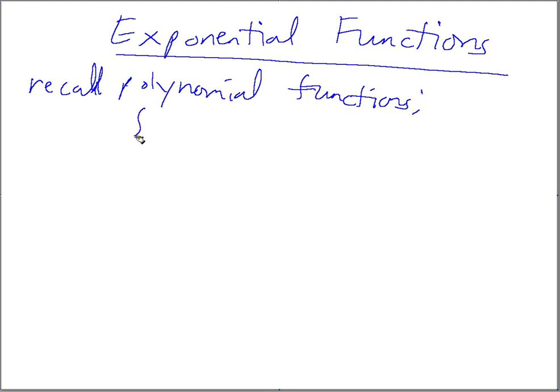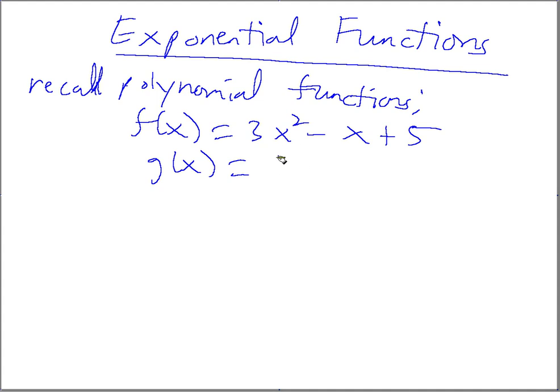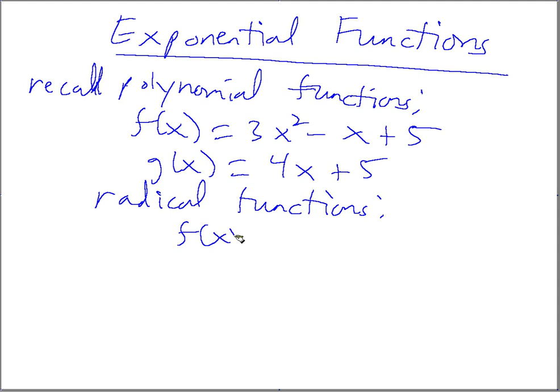Things like f of x equal to 3x squared minus x plus 5, right? This is the quadratic function, for example. It's still a polynomial, basically. And we've seen linear functions, which also can be classified as polynomial functions, something like mx plus b, 4x plus 5, for example. We've also seen radical functions, such as square root functions, f of x equal to the square root of x minus 7, for example. So we've seen these types of functions already up to this point.